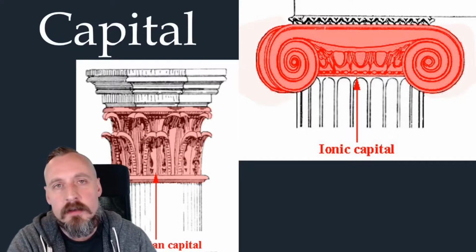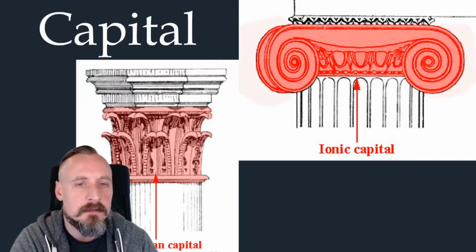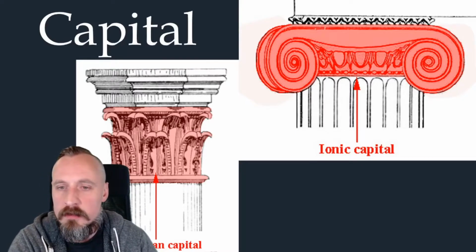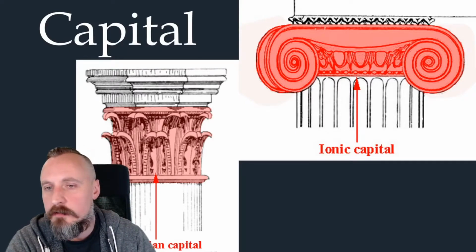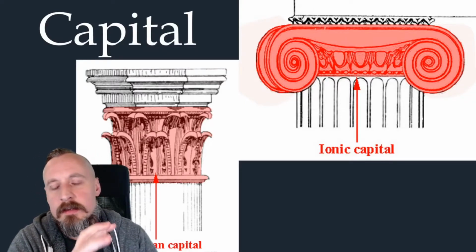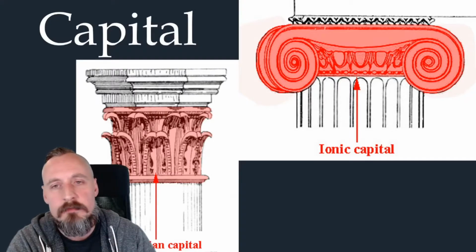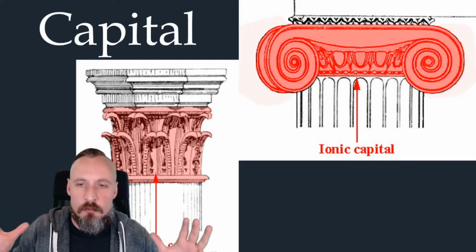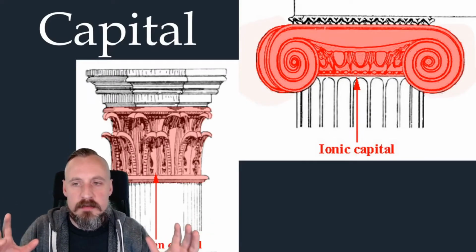But our first keyword for the Greeks is capital. And capital with an A, not capital with an O, which would be like Washington, D.C. for us. The capital with an A is the top of something. And this is the top of a column. So on top of a column, when you have something that is larger and kind of spreads the weight out and connects it to the wall above it, that's a capital.